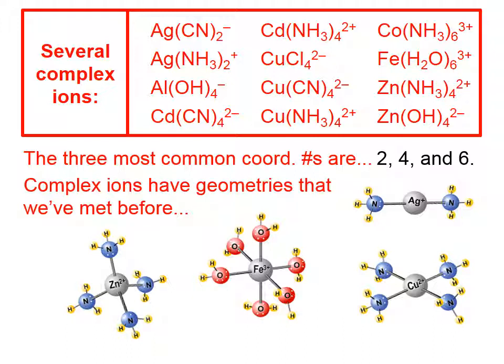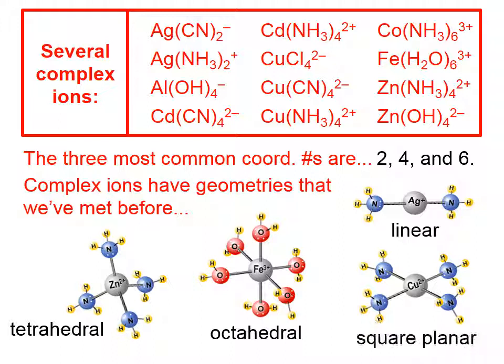The one in the middle has a coordination number of 6, and it's this one that's in the upper right corner. It's got the iron 3 ion in the middle, and it's got 6 waters oriented around it for a net charge of 3 plus. The geometry of the one in the lower left is tetrahedral. The one in the middle here is octahedral. This one here on the right is linear, and the one in the lower right corner is square planar. Those geometries you should be familiar with from your earlier studies in chemistry.